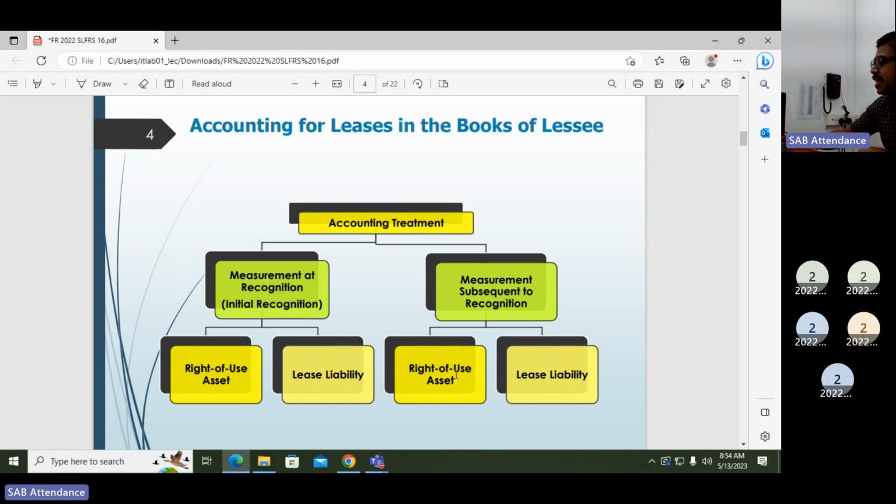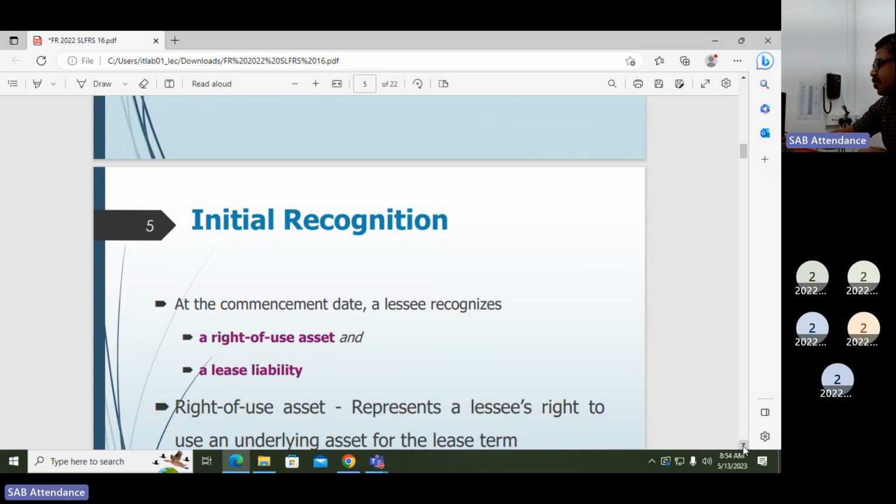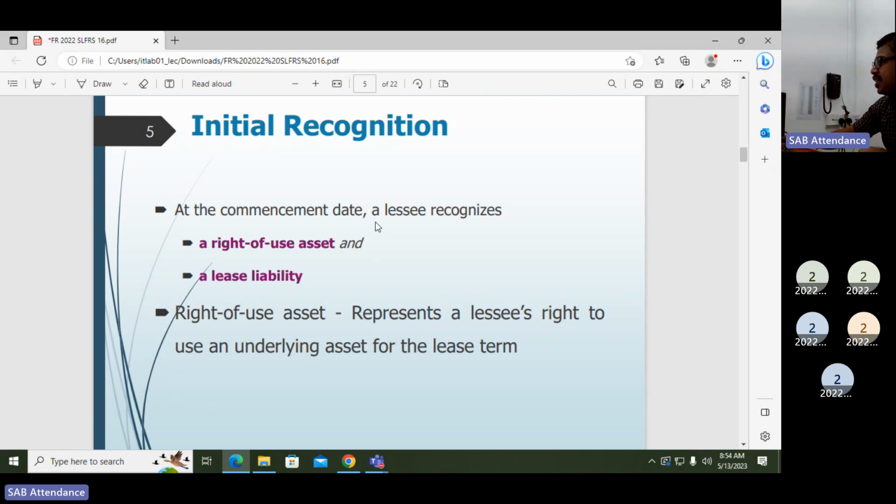You enter into a lease agreement and obtain a right of use asset for a period of 5 years, then you are paying installments. So by the capital payment, you have to reduce the lease liability. Right. So at initial recognition, the commencement date, the lessee recognizes the right of use asset and the lease liability.